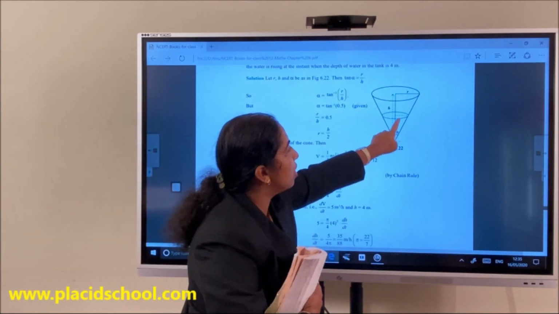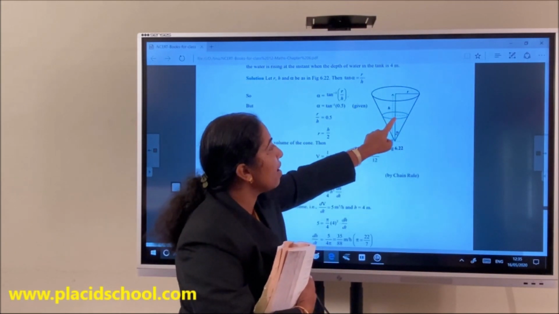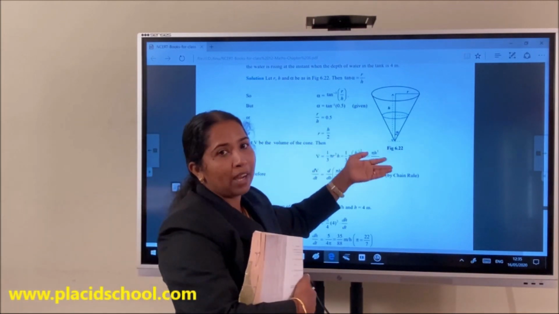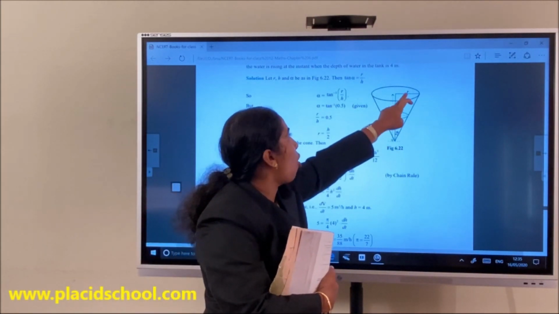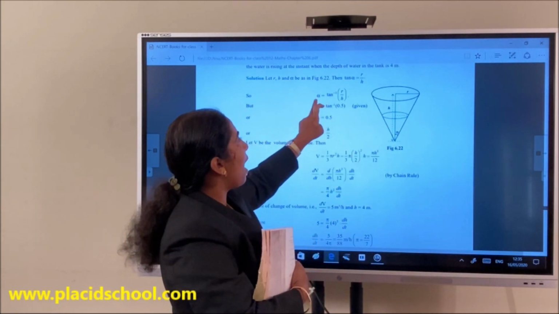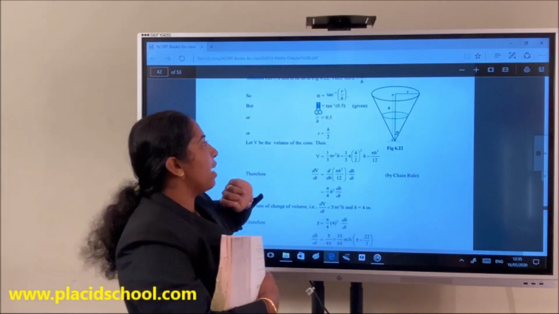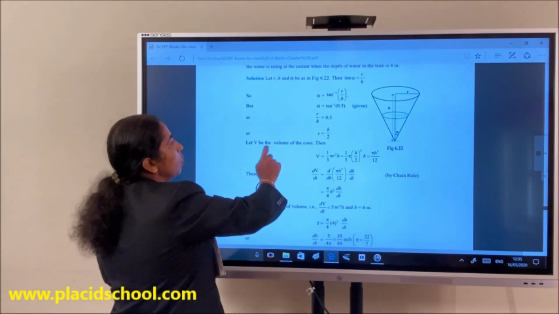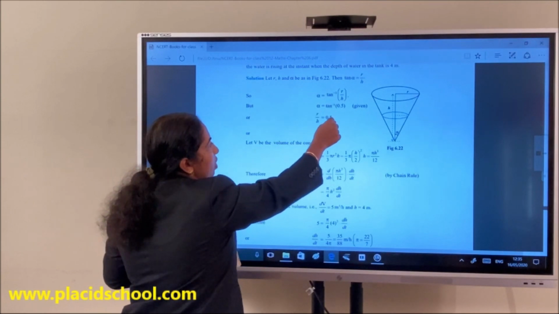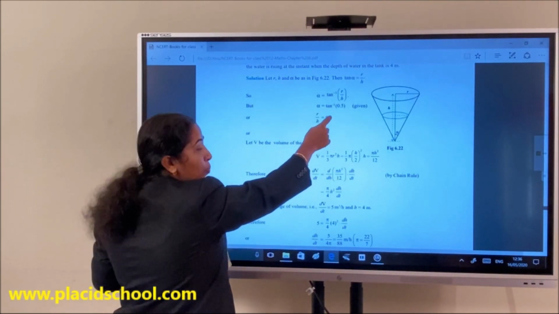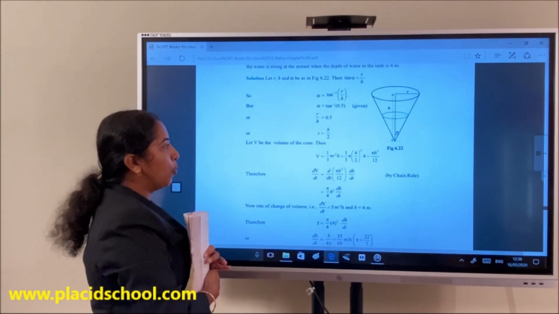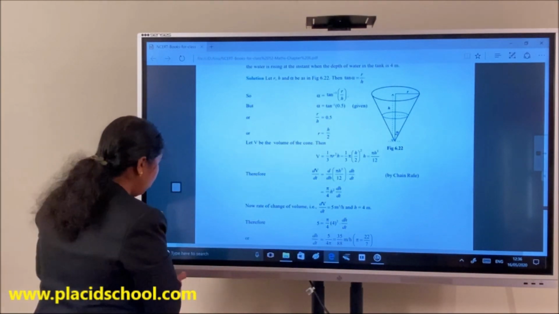Now from the figure, this is a right triangle. So tan alpha, the relationship is opposite side by adjacent side. So tan alpha is opposite side r by adjacent side h. Therefore alpha is tan inverse r by h. Now r by h can be related with this 0.5. 0.5 is 1 by 2. So we have radius as h by 2. Let me work it out and show you.